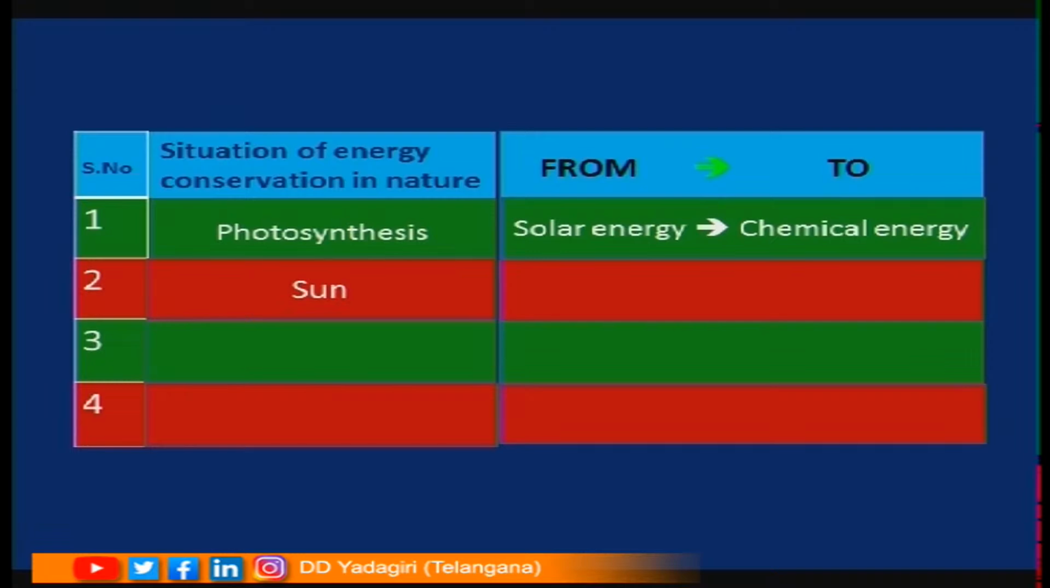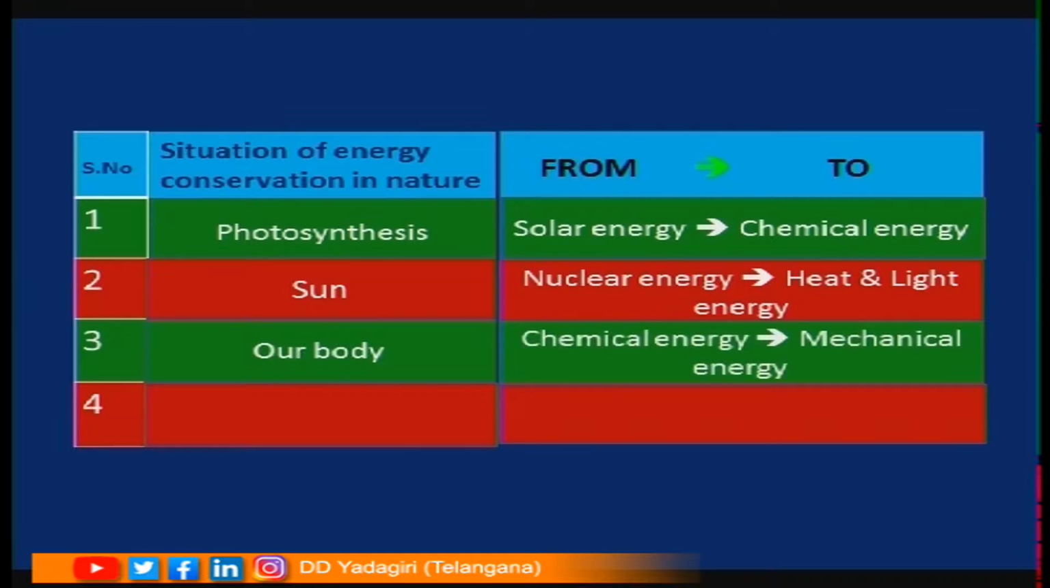The next example is the sun. Inside the sun, what is happening? There is nuclear energy. This nuclear energy is converting into heat and light energy. Our body: when we take food, the food has chemical energy. That energy is converted into mechanical energy, that means to do work. To do work, this energy is utilized.